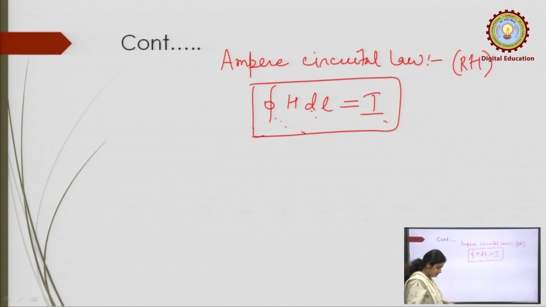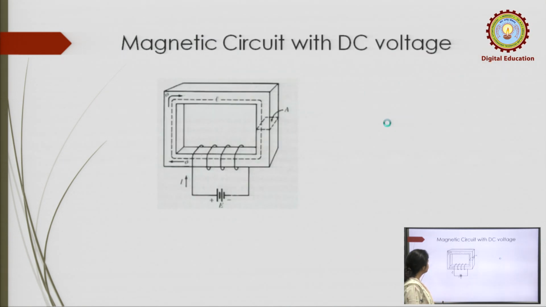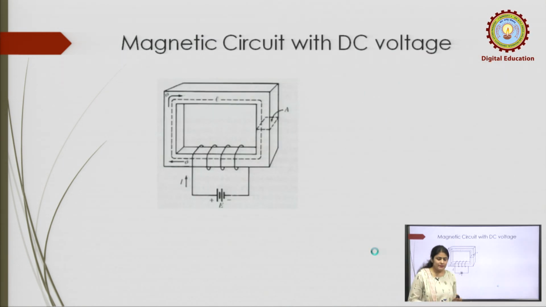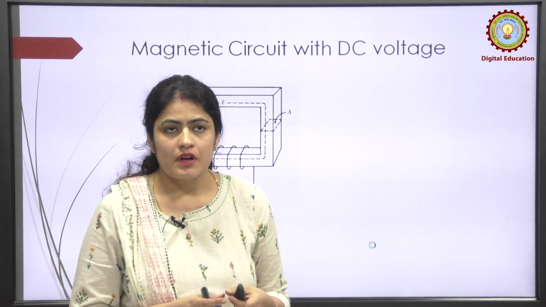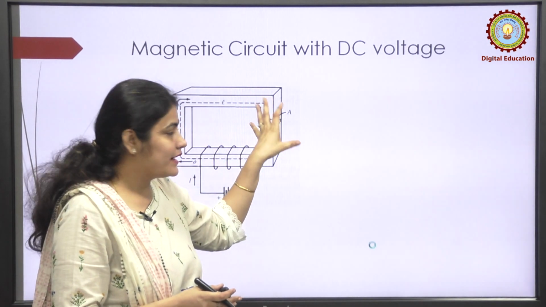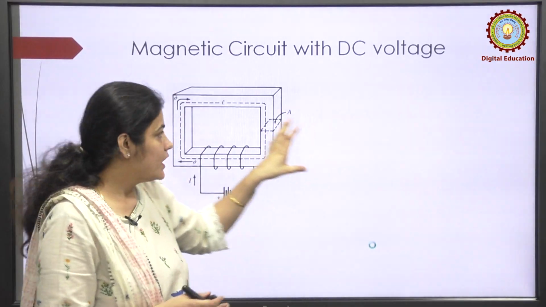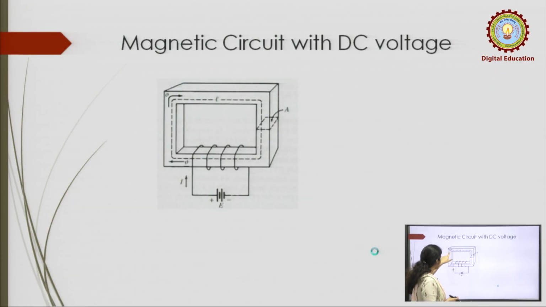So, now we see that these are the basic laws. Now, we see the magnetic circuits, which are useful to study the basic principle of the transformer. So, I am first considering the magnetic circuit with the DC voltage. Okay. So, I have taken a core which has some permeability, one coil is on this core, and I apply the DC voltage. Okay.